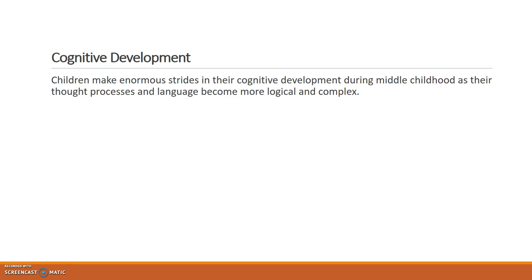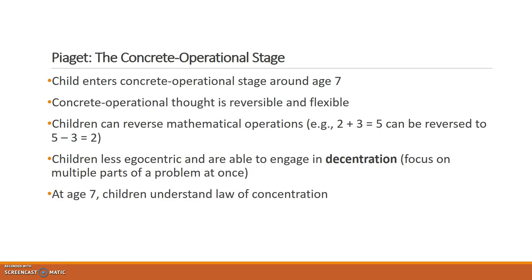Your book talks about cognitive development, where children make huge leaps forward in their cognitive development during this particular section in life. Their thought processes become more logical, their language becomes more logical, and we start to move to a more concrete, logical place in our thought processes, in our problem solving, in our language, those sorts of things. Now, we would be remiss if we didn't talk about Mr. Piaget in this section. He's who we're going to focus on.